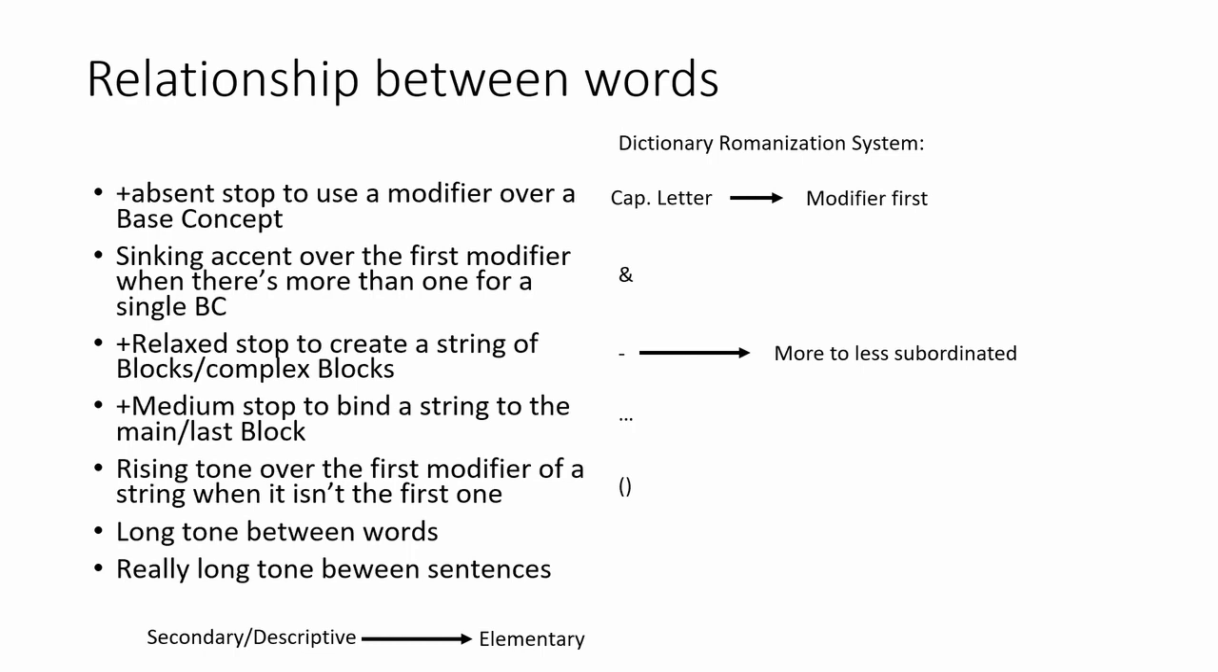A medium stop is used to connect each complex block, or just a block, directly to the last, most elementary block. If there's more than one complex block, the first block of each subsequent one acquires a rising tone. That means the first one doesn't get any tones. Then there's the long tones. They just separate words. And lastly, there's the really long tones that separate sentences after and before the sentence concluders. And an additional rule is that before an indicator, there can only be an absent stop.